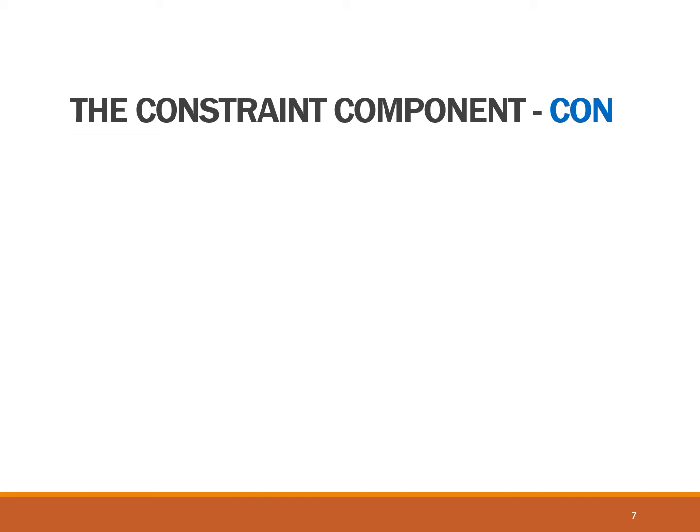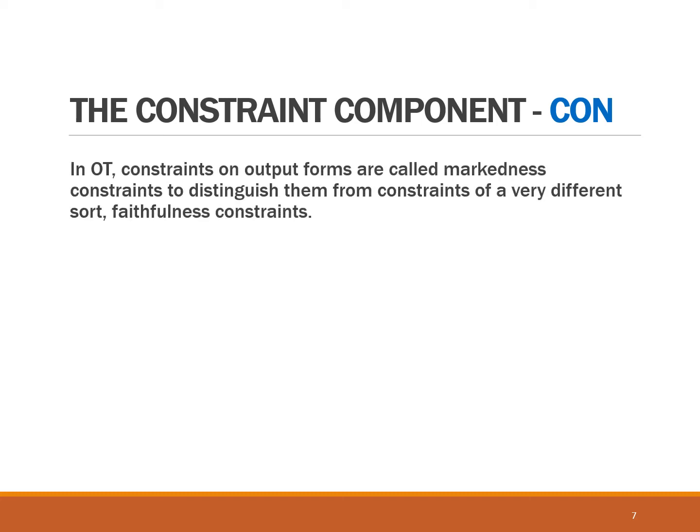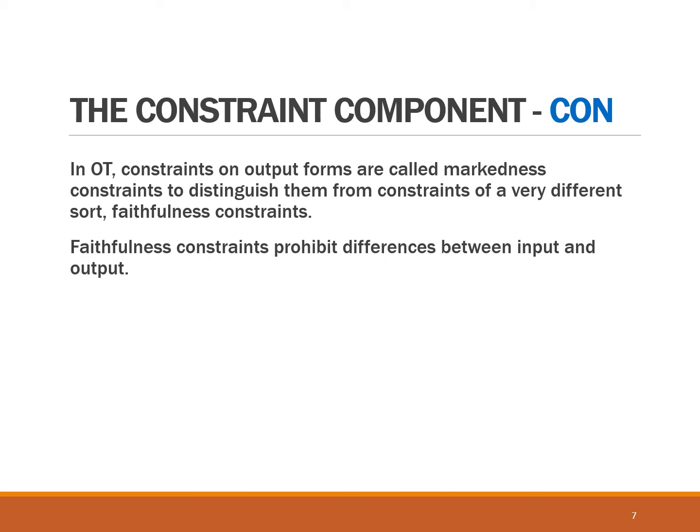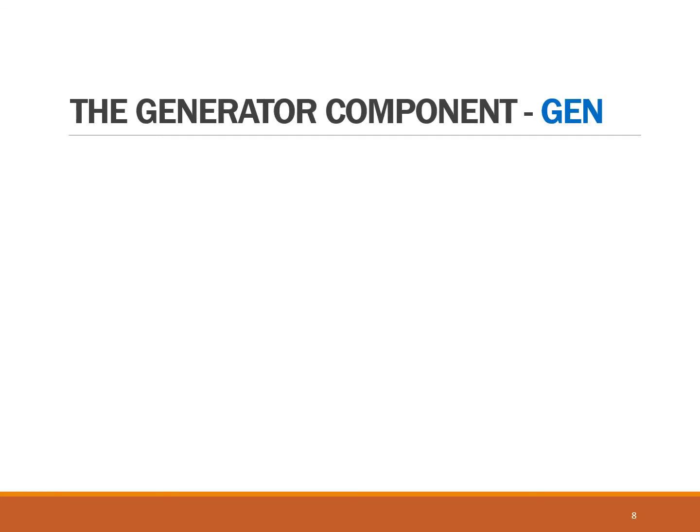The next important thing about the Con component of OT grammar is that constraints on output forms are called markedness constraints, which are distinguished from a variety of faithfulness constraints. Within markedness and faithfulness, we have a set of different types of constraints. Faithfulness constraints prohibit differences between the input and the output, as we have already noted in the previous discussion.